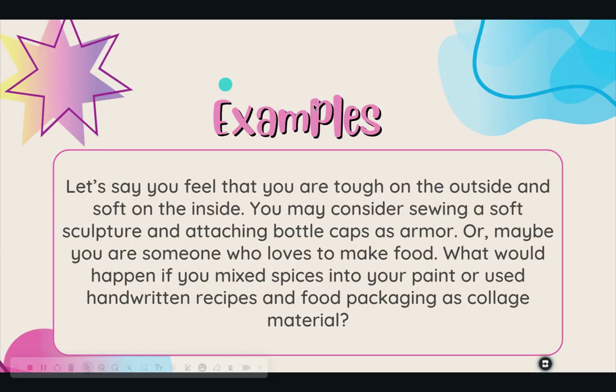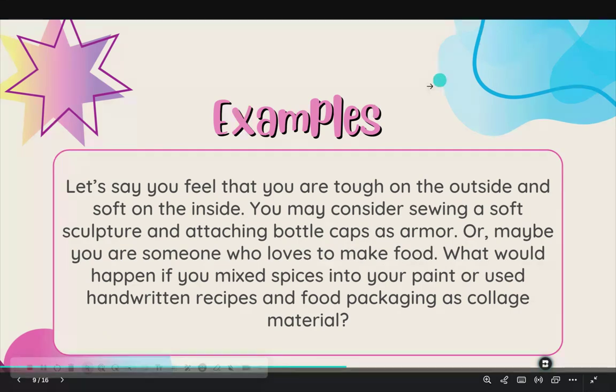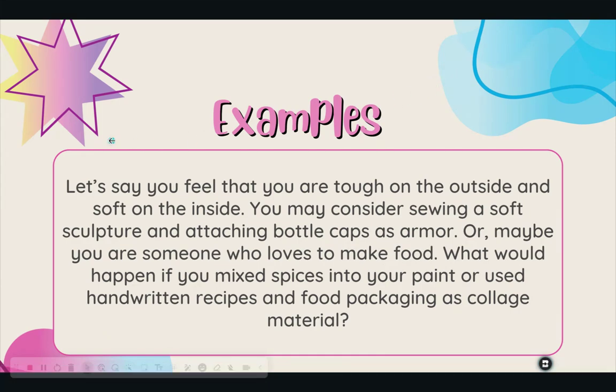So, here are some examples. Let's say you feel that you are tough on the outside and soft on the inside. You may consider sewing a soft sculpture and attaching bottle caps as armor. Or maybe you're someone who loves to make food. What would happen if you mixed spices into your paint or used handwritten recipes and food packaging as collage material?